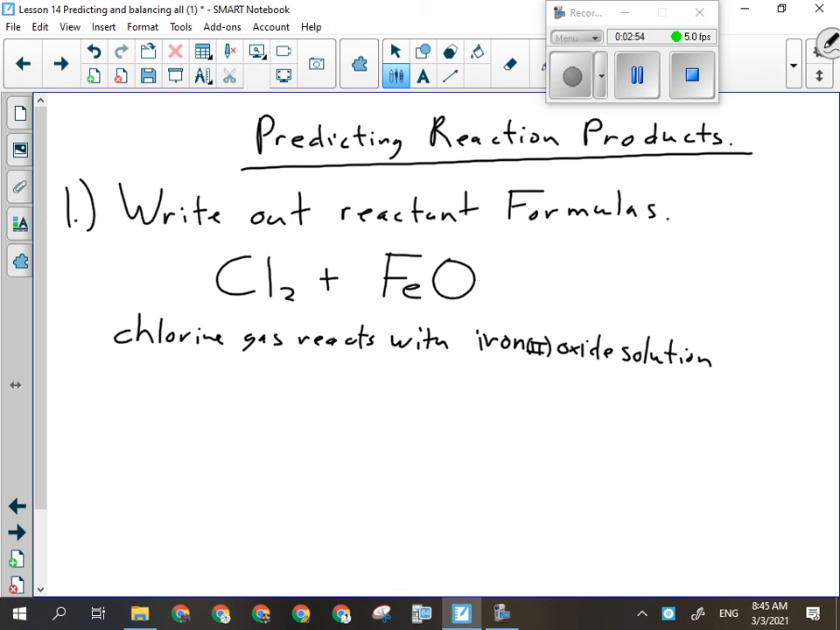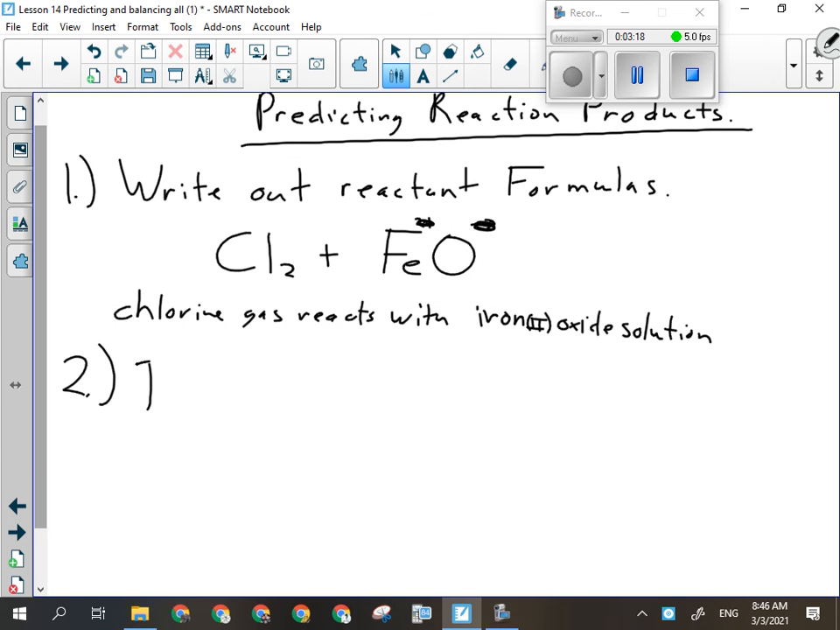Okay, so I would have looked at that and went, okay, chlorine gas, Cl2. Okay, iron 2 oxide. All right, that tells me the iron is the 2 plus iron, and the oxygen's always minus 2. Okay, those cancel each other out, so this compound is good the way I have it written. Now I have the reactants written out in formula form. Okay, that's step 1.